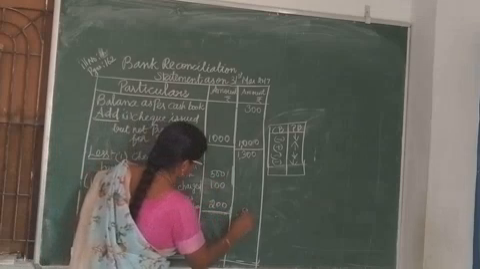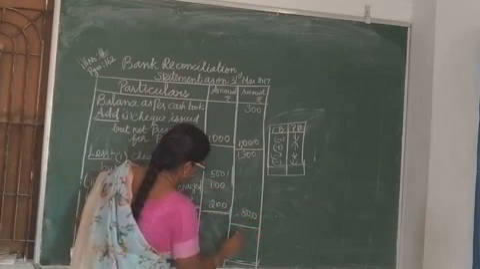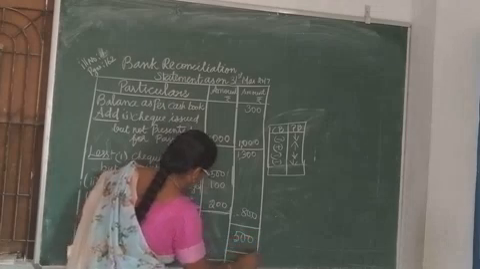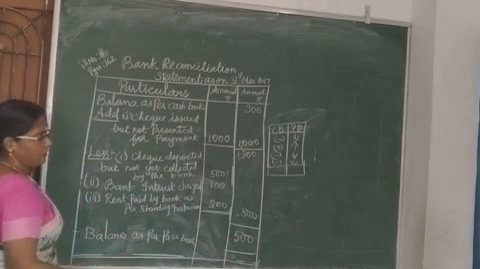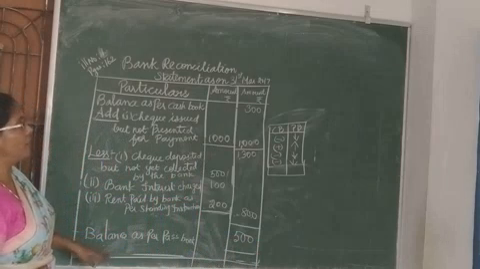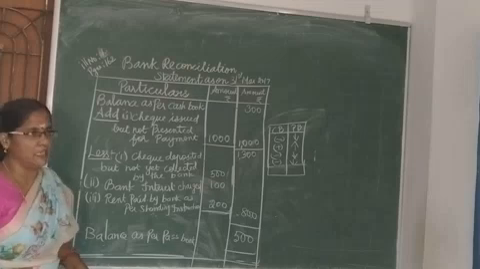Put the total here. Reduce the amount. What is the balance? 500. So that is the balance as per passbook. So now the first illustration is over. Next let us see the second illustration.